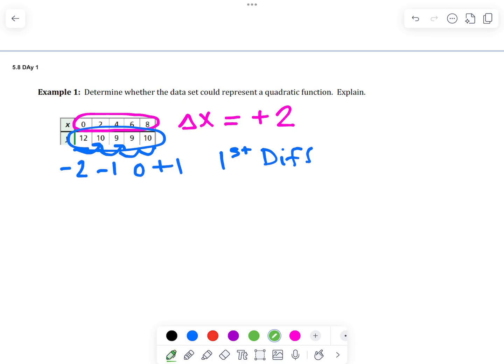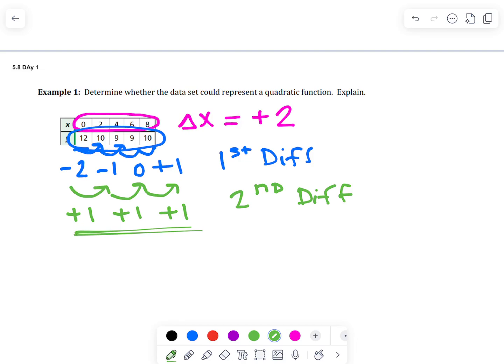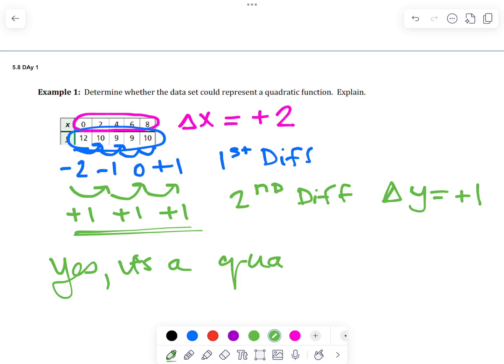Now we need to go to the second difference. So we go from -2 to -1, we're increasing by 1. From -1 to 0, we're increasing by 1. And then from 0 to 1, we're increasing by 1. So this is considered a quadratic function because it has the same common second difference. The common second difference is increasing by +1. So yes, it's a quadratic function.